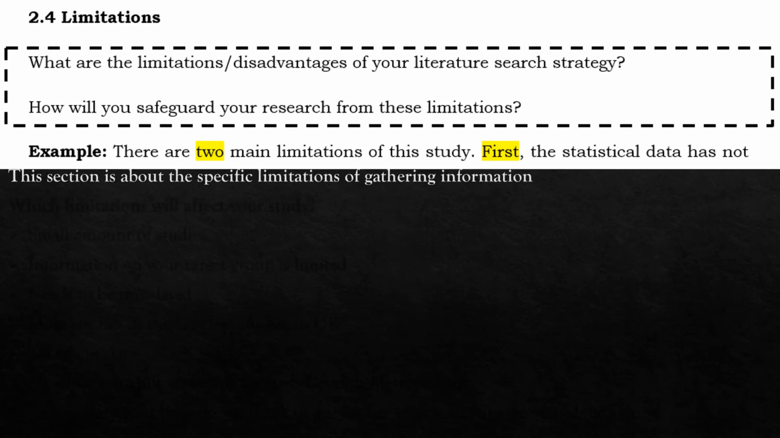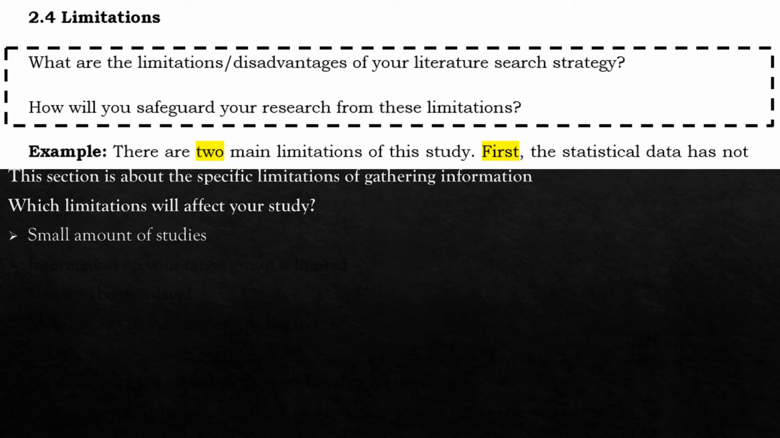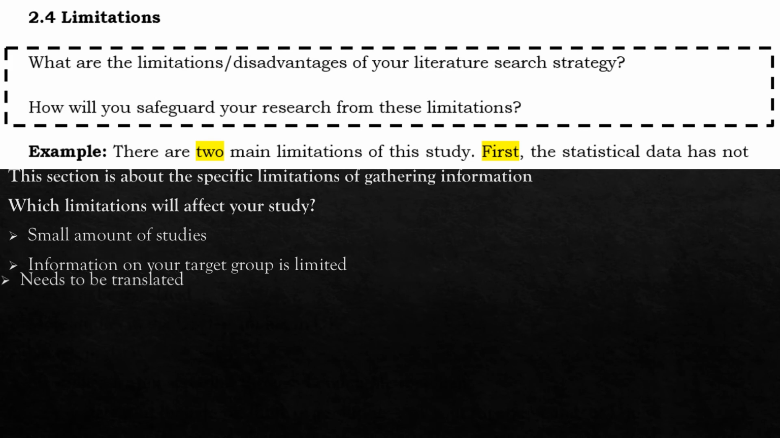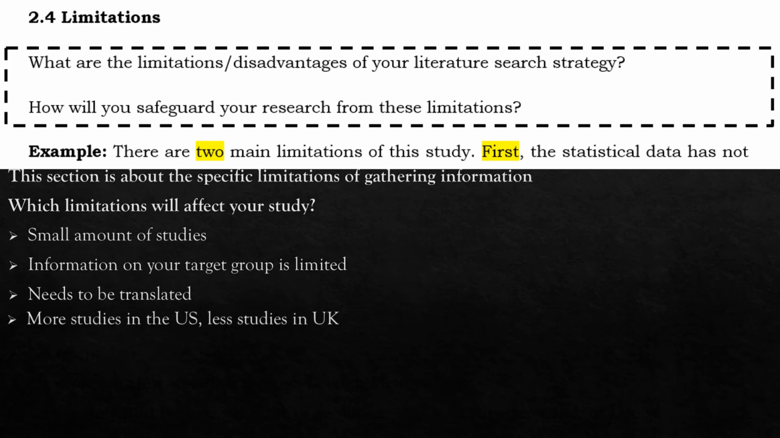Perhaps there was a small amount of studies in your area. You were looking at prostate cancer amongst a particular demographic and you found there wasn't much literature. Please mention this. That is a limitation of your study. Maybe you found that the information on your target group was limited. Maybe a lot of information needs to be translated. There are more studies in the US and less studies in the UK, more studies in Europe, less studies in the UK.